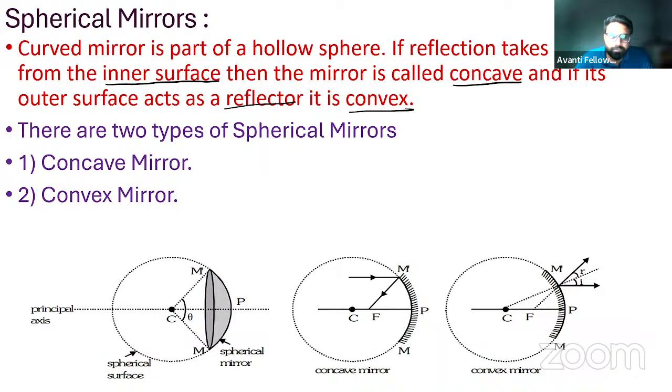Am I audible to everyone? Screen is visible to everyone? Let me know. So there are two types of spherical mirror, convex and concave. We have already discussed what part is convex and what part is concave. ठीक है. Thank you मधुकर for the confirmation.